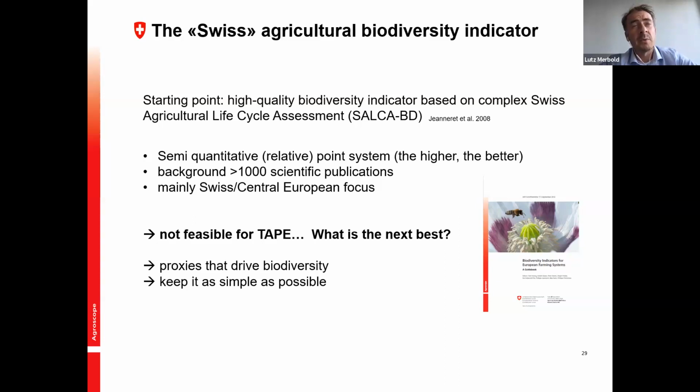And we thought about, can we use that? Probably not, because it's not feasible for TAPE. It's just too complex, takes more time. And very often you do not have that scientific evidence for individual countries and low and middle income countries. So in the end, we looked at what the drivers for biodiversity are. We know that farm management, pesticide application, fertilizer application, livestock density, etc., all these things. And we thought about, can we include this and still keep it as simple as possible?